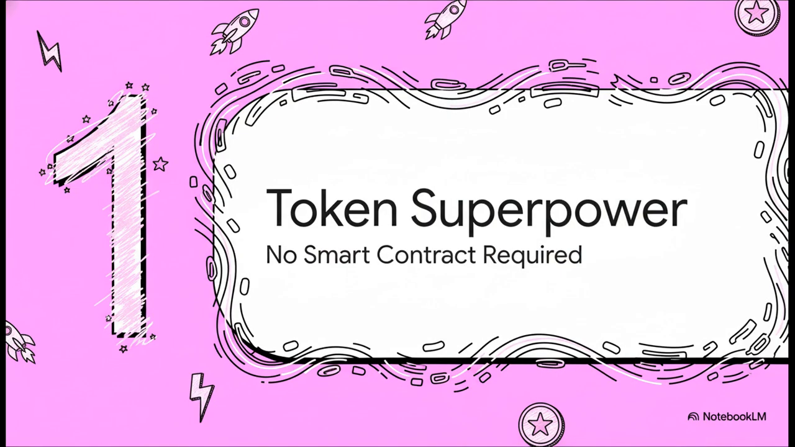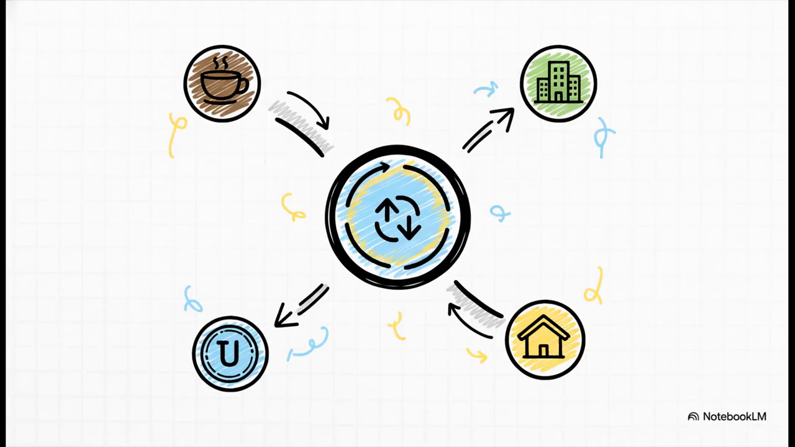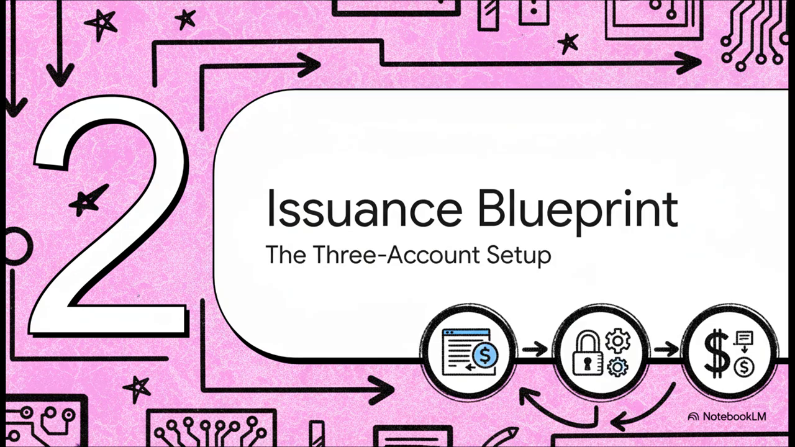Stellar's token superpower. And the whole thing, the big idea, boils down to this. No smart contract required. Seriously, this one feature is what makes everything else we're about to do not just possible, but easy. And yeah, this says it all, doesn't it? Creating a token isn't some hack or some complicated layer 2 solution. It's native. It's a core function of the network itself. And that just blows the doors wide open for everything from loyalty points and stablecoins to tokenizing real-world stuff like art or real estate.